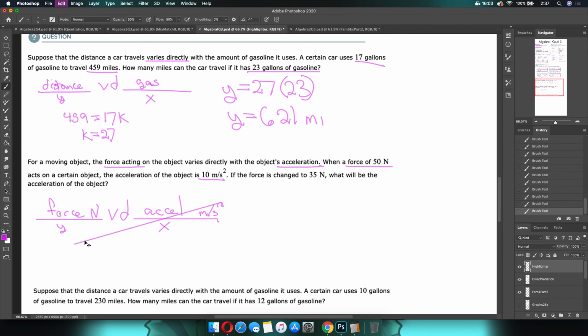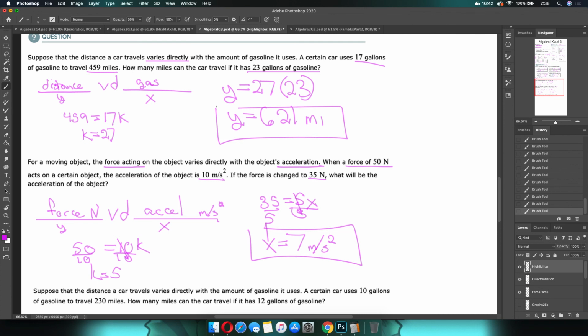So force is 50 equals, what's our meters per second? 10 times our constant. So divide by 10, K equals 5. And then what do they tell us? 35 newtons. Okay, newtons is which one? This is our y. So 35 equals 5 times our x. Divide by 5, x equals 7 meters per second squared. That's what we're looking for here.